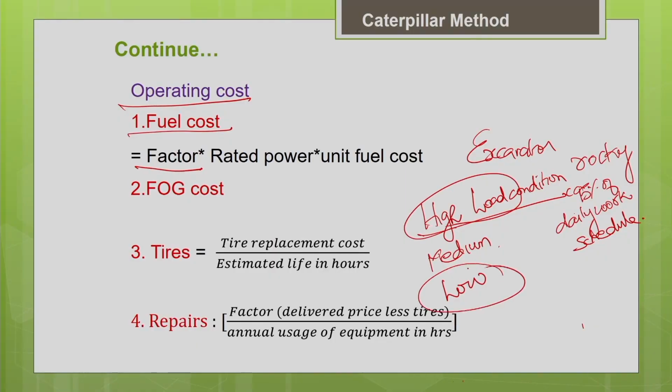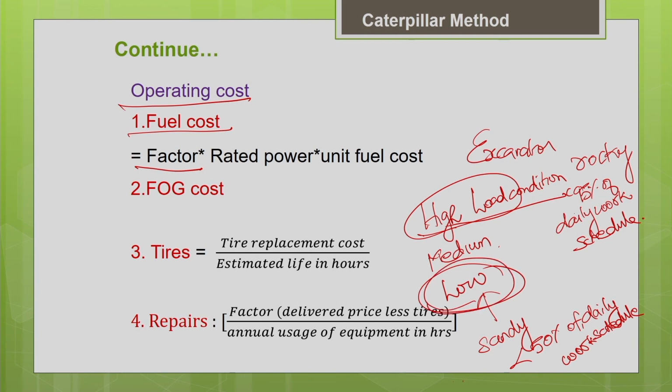Similarly, for the low load condition also, they have given a definition. For example, it may be working in a sandy terrain. So handling sand or common earth is going to be easy for the excavator, so the power consumption or the fuel consumption is going to be less. Similarly, it may be digging at less than 50% of the daily work schedule. That means its working duration is less, so accordingly your operating cost will be less. That is why they call it low load condition.